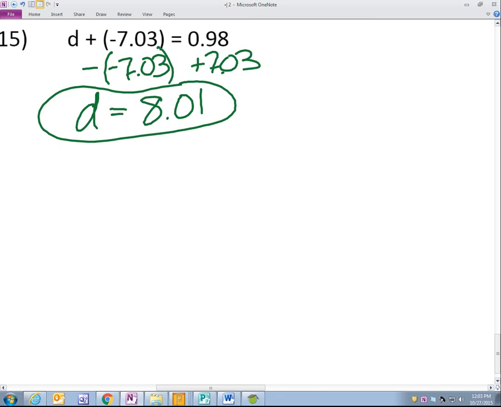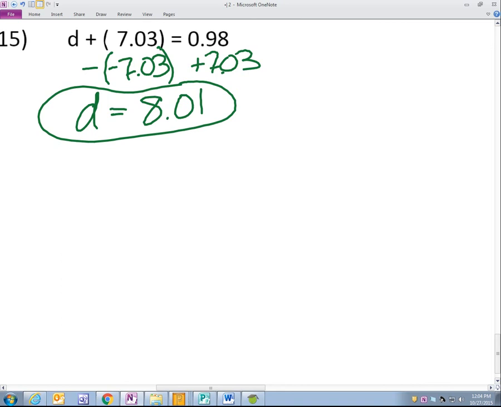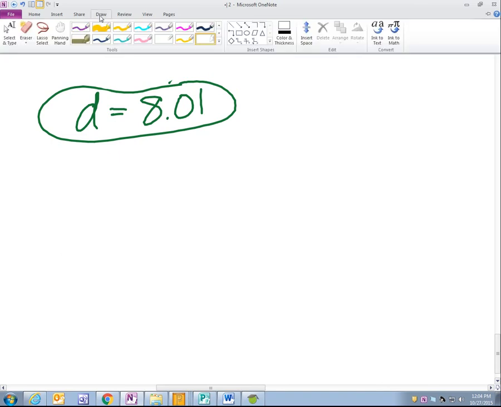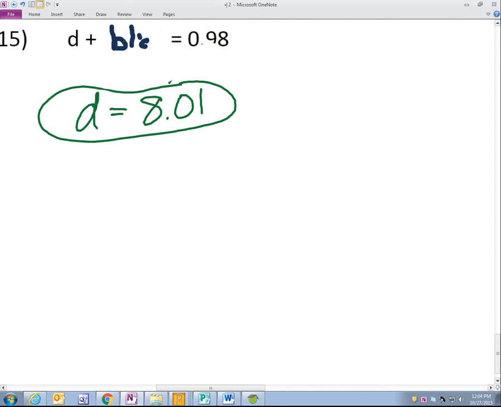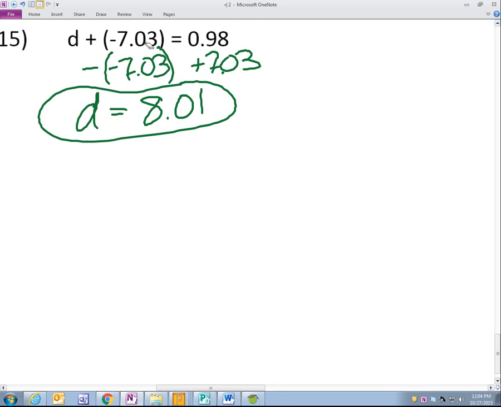Yes, ma'am. So if the variable is being added to a negative, you're going to take away the negative instead of, because normally we add. Think of this. Whatever blah is, since it's D plus blah, I'm going to subtract blah, right? And our blah just so happens to be a negative 7.03. So we are going to subtract negative 7.03. And whenever we have negative minus a negative, it becomes plus. All right? Any questions on that?